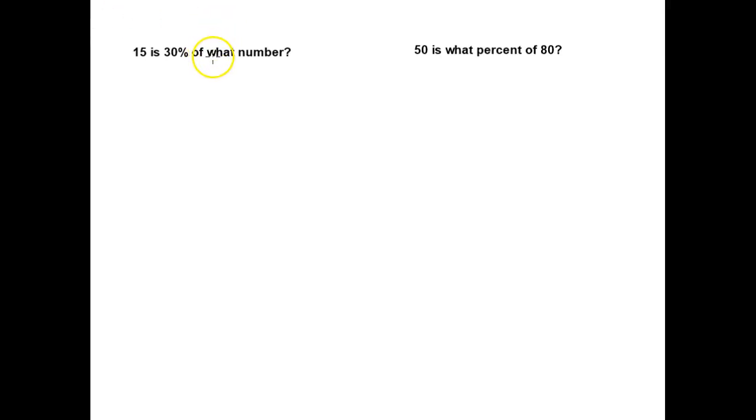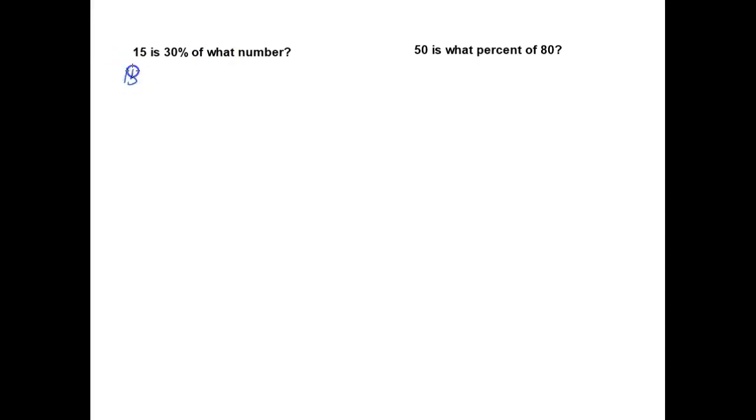In this video, we'll be walking through some percent equations. We have 15 is 30% of what number? So "is" means equals, "of" means multiply, and we're going to write 30% as a decimal when we put it into an equation. So I'll start right out.